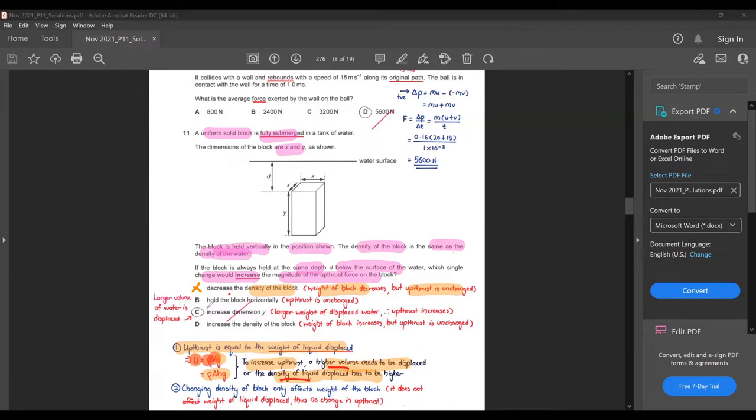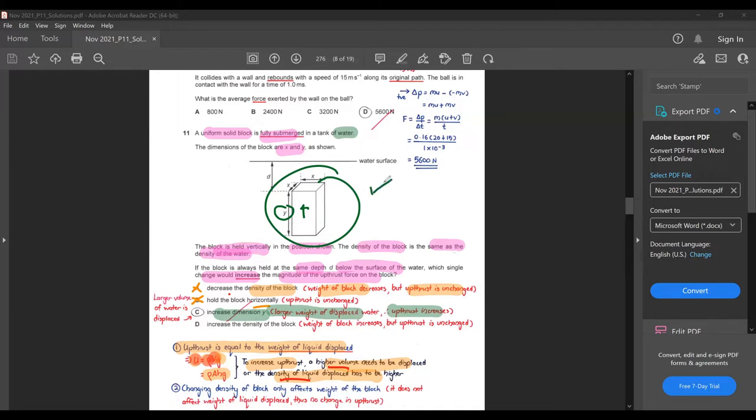And now they tell you hold the block horizontally. This also doesn't change the upthrust, because you're still displacing the same volume of the same liquid. Now, if you were to increase Y, meaning this part here is increased, this means you are going to have a larger volume of the block. Larger volume of the block means larger volume of liquid displaced, so larger weight of liquid displaced. They say you were putting in water, right? So larger weight of displaced water, therefore upthrust increases.